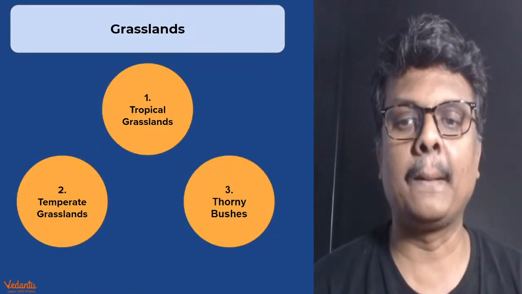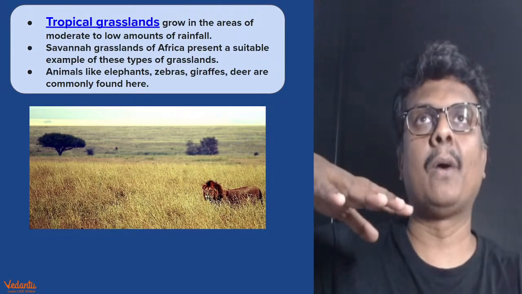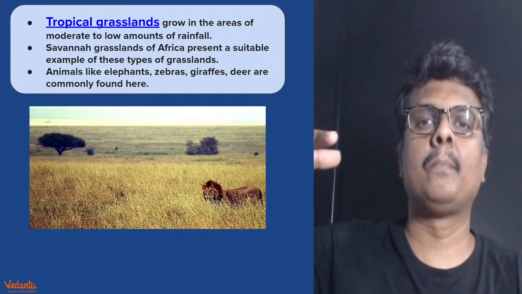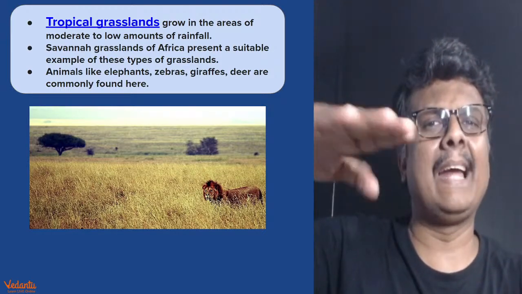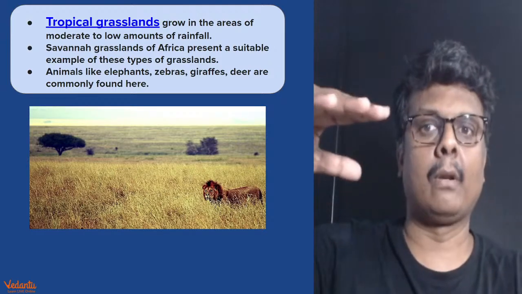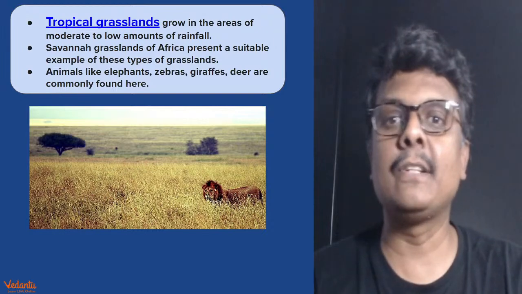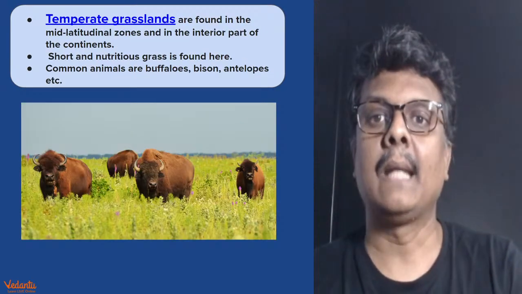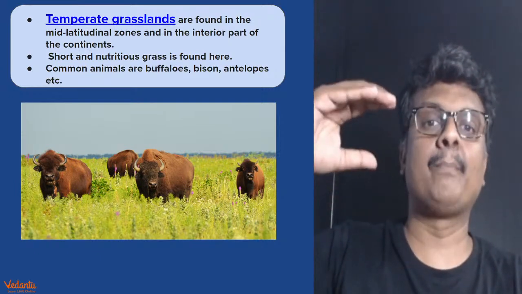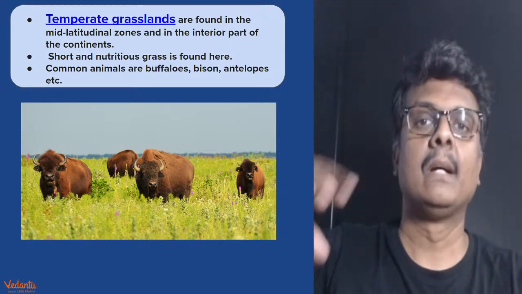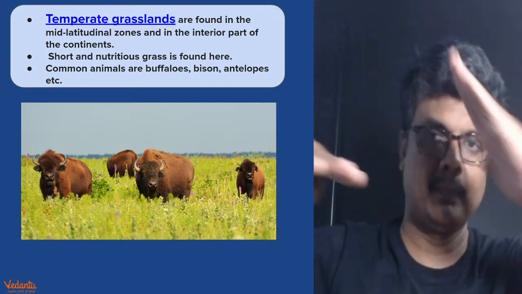Now grasslands: tropical, temperate and thorny. Tropical grasslands are not too green, and they manage with medium to less rainfall. You have animals typically in Africa, savanna is an example: elephants, zebras, giraffes and deer. In temperate grassland, very juicy, nutritious grass is found. You have buffaloes, bison, antelopes, etc. Since it is temperate, it is in the mid-latitudinal region.